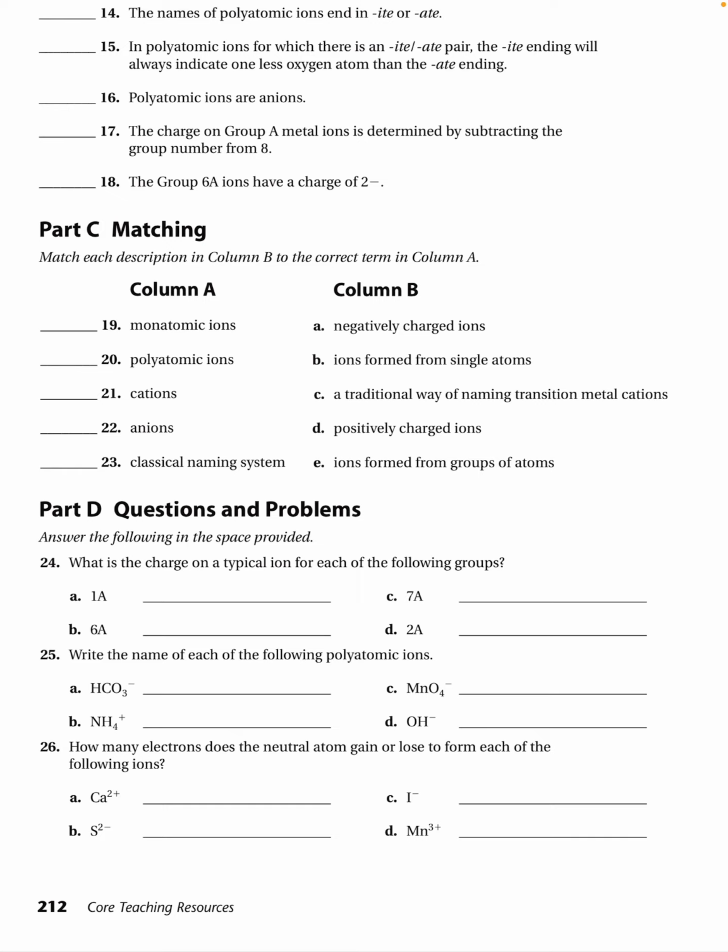And then it says write the name of each of the following polyatomic ions. So A is hydrogen carbonate. You can see that and how to spell it in the table. Its old name, like I said, is bicarbonate, but we don't use that anymore. So hydrogen carbonate. The next one is the ammonium ion. Not ammonia, but the ammonium ion, a positively charged polyatomic cation.